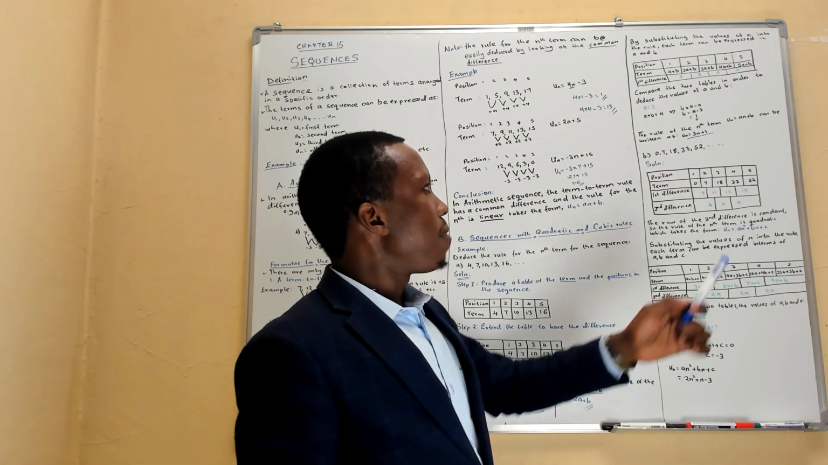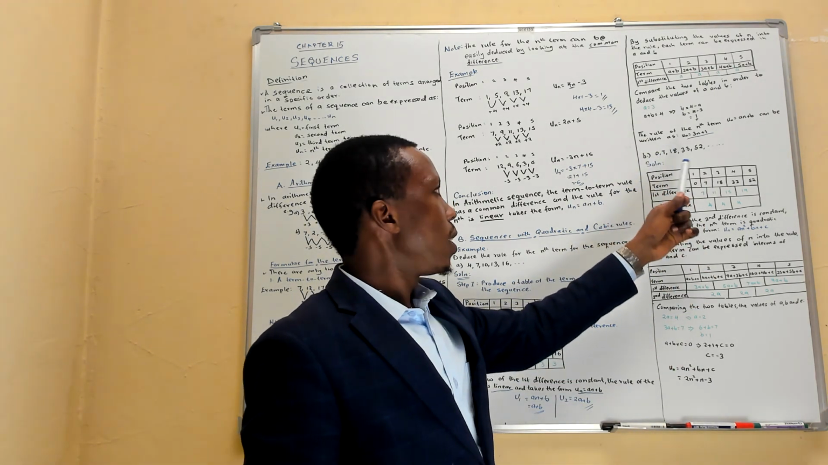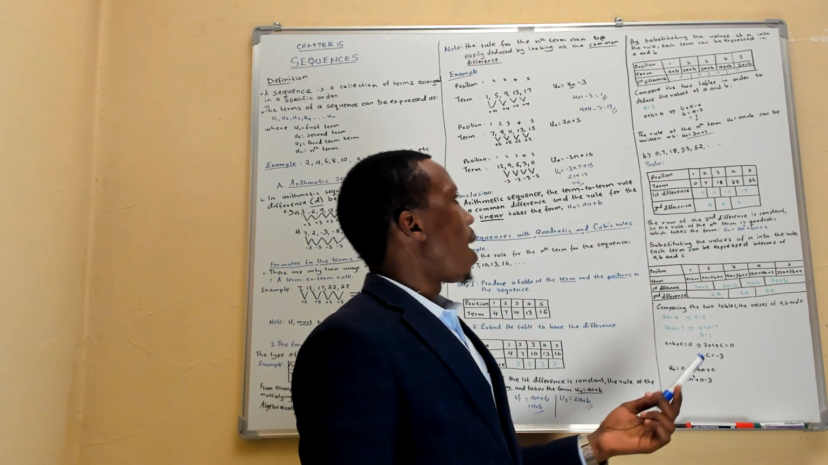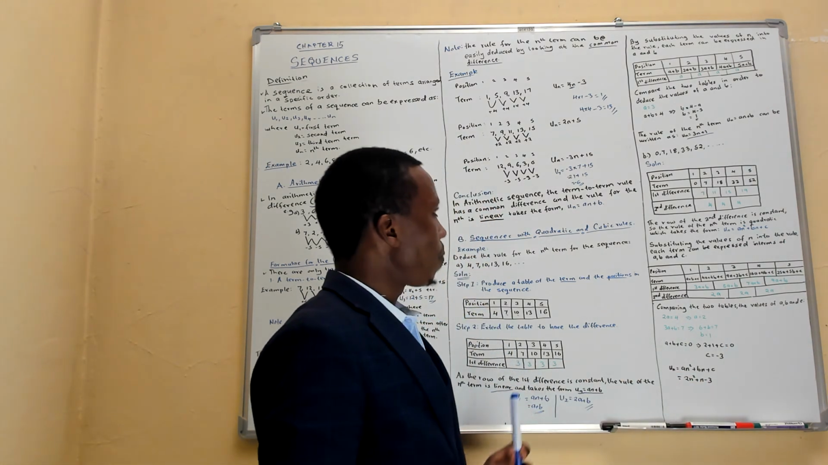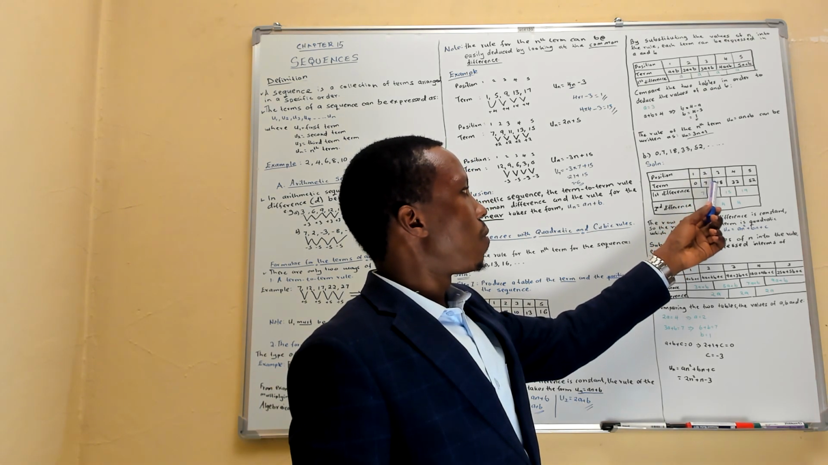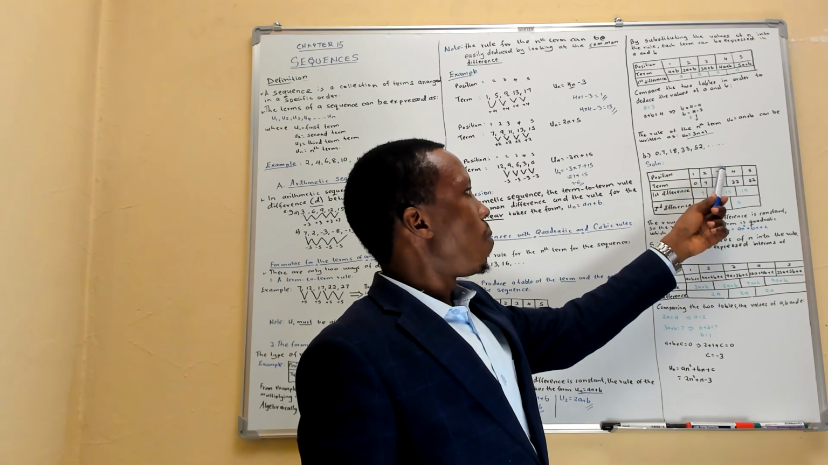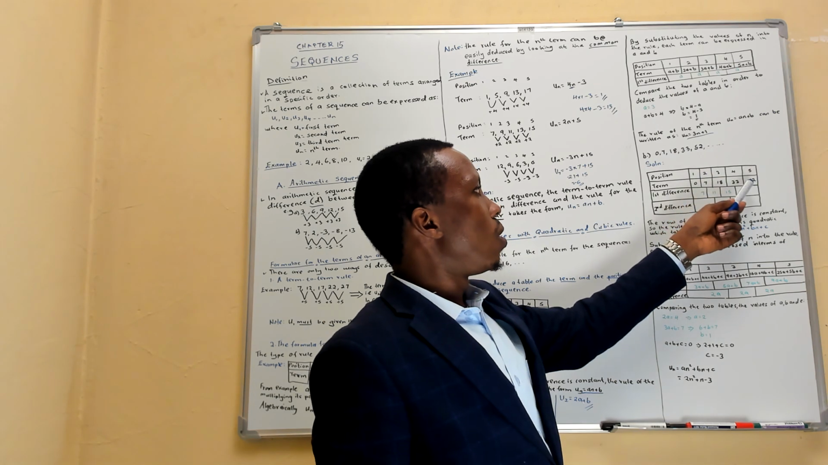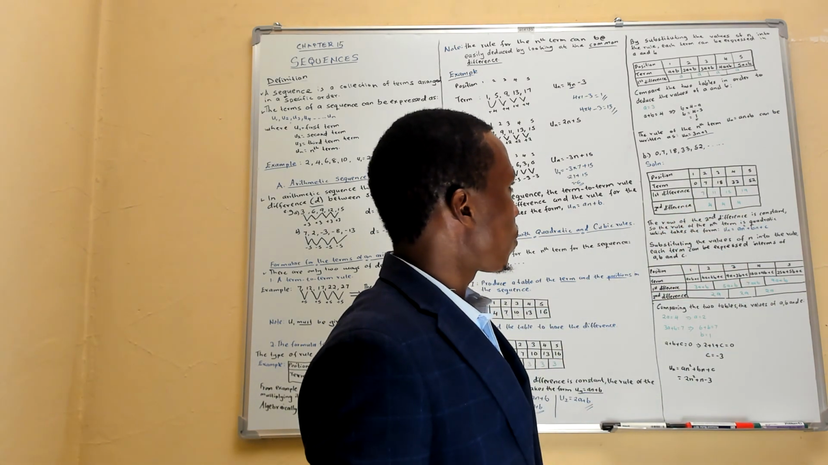If I have another example of a sequence that is 0, 7, 18, 33, and 52, I'll first form the table the way we did in the first scenario. Then in the table, 0 is in the first position, 7 is in the second position, 18 is in the third position, so we have 3 there, 33 is in the fourth position, so we have 4, and 52 is in the fifth position.